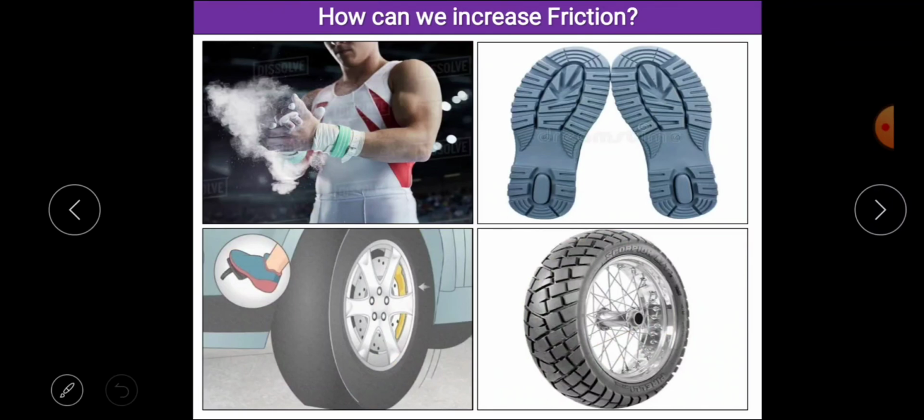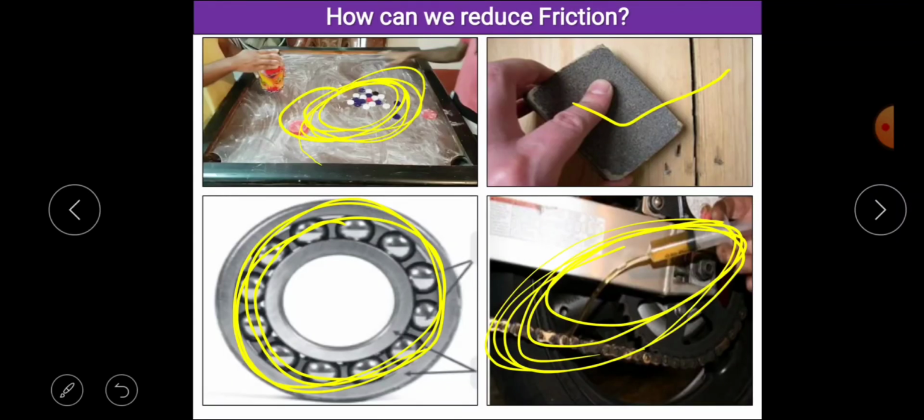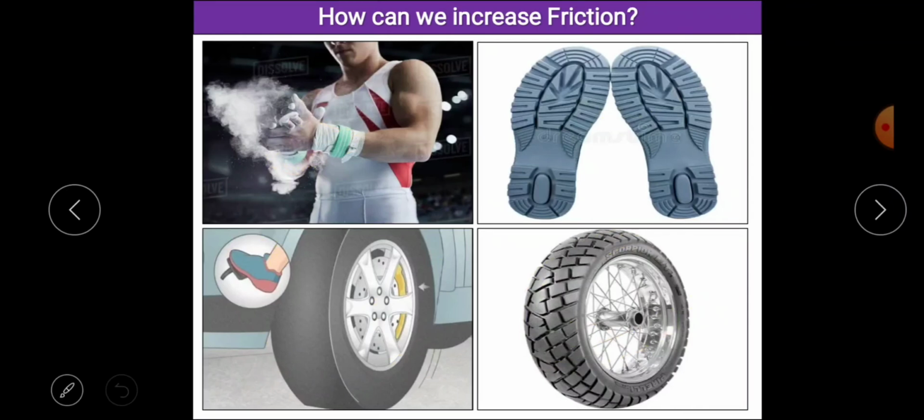Now let's see how we can increase friction. To increase friction, we also have various methods. Gymnasts or weightlifters rub coarse powder like chalk powder onto their hands, so that while lifting the weight or doing gymnastics, their hands don't slip. In the case of the carom board, we use fine powder, but in the case of gymnasts or weightlifters, we use coarse powder like chalk powder.